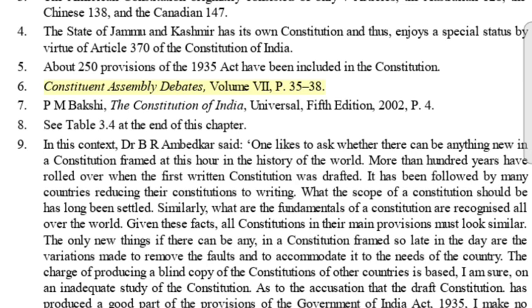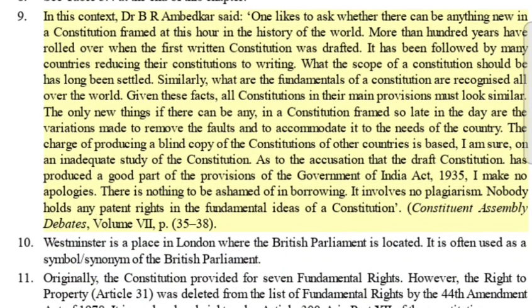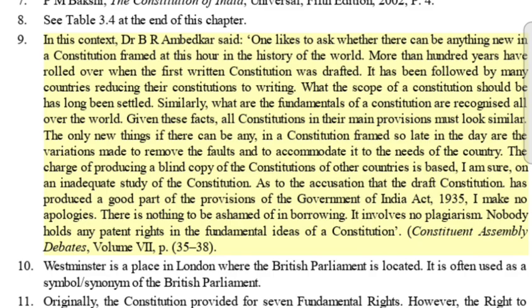Constituent Assembly Debates, Volume 7, p. 35-38. P. M. Bakshi, The Constitution of India, Universal, 5th edition, 2002, p. 4. See Table 3.4 at the end of this chapter. In this context, Dr. B. R. Ambedkar said, "One likes to ask whether there can be anything new in a constitution framed at this hour in the history of the world. More than 100 years have rolled over when the first written constitution was drafted. It has been followed by many countries reducing their constitutions to writing.